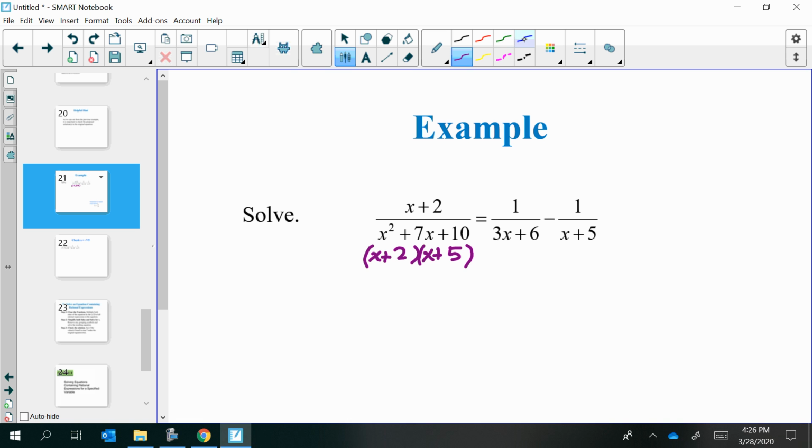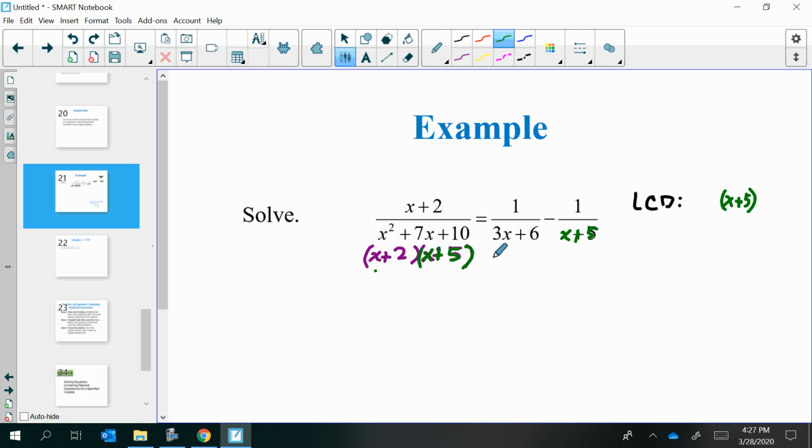Now I'll find my LCD. So my LCD will contain common factors. So I have x plus 5 here and here. Common factors get written once, or once for each time you can pair them up with any other denominator's factor. And then the x plus 2 might be common.